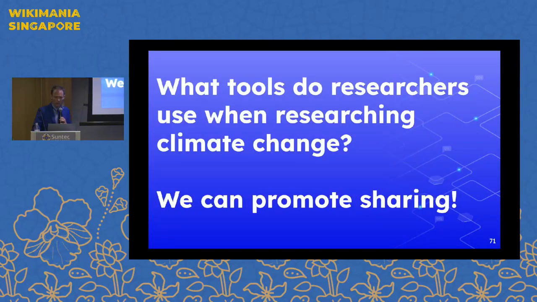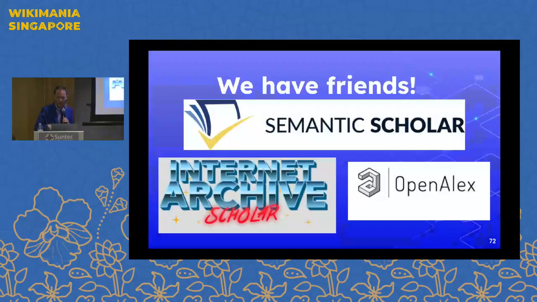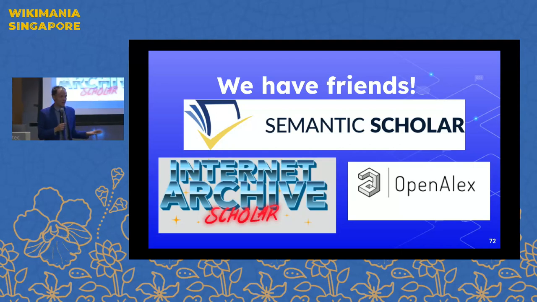What tools do researchers use when researching climate change? We can promote all these kinds of sharing. I've been talking a lot about Scholia and Wikidata, WikiCite, Wikipedia. We're not alone in this. There's other people doing these same things. They collaborate with Wikipedia to differing extents, but I'd like to call out Semantic Scholar.